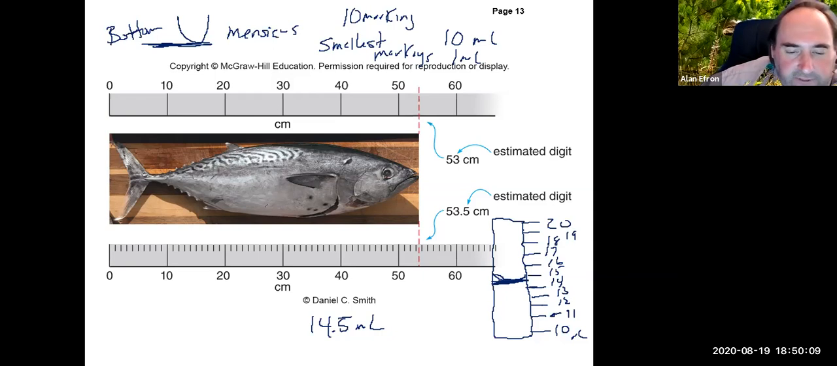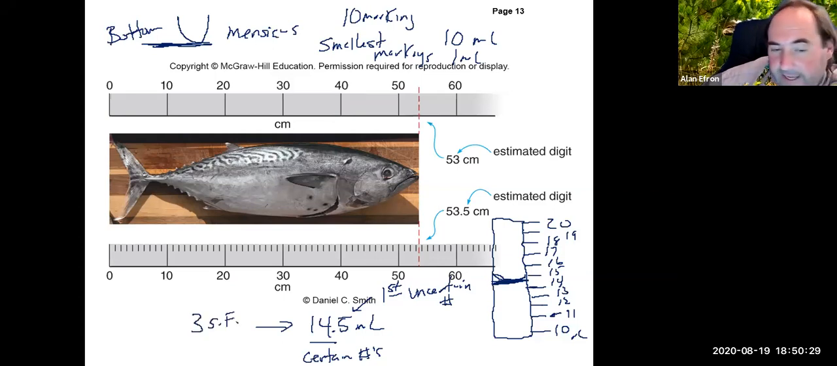In this case, the 14 would be our certain numbers, and the 5 here would be our first uncertain number. Again, this would be all the significant figures, and this would have 3 significant figures in this particular case. What you can hopefully see is the smallest marking was 1 milliliter, and we were able to go, typically speaking, one more place to the right of the smallest marking. The smallest marking on our graduated cylinder was the ones place, and we were able to take the reading to the tenths place.